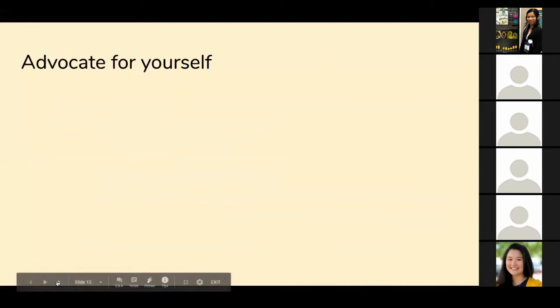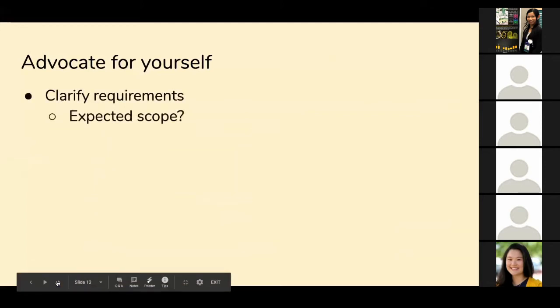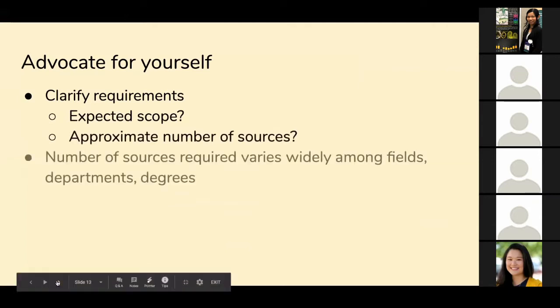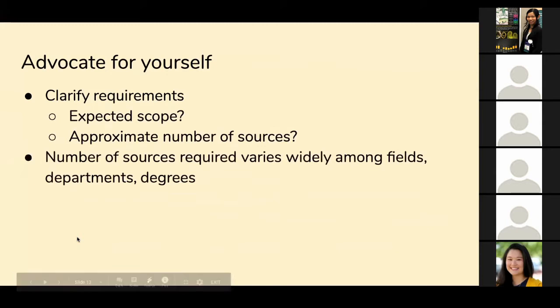And also advocate for yourself. You want to clarify the requirements, the expected scope, the approximate number of sources. Again, the number of sources required varies widely among fields, departments, and degrees. You can have conversations about this, and that's where gathering a few samples will really help a lot. You are spending so much time on the actual research you're conducting, but you need to spend a little time researching the writing that you're doing as well.